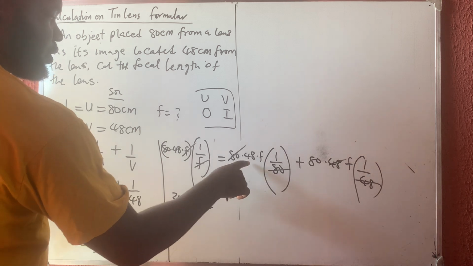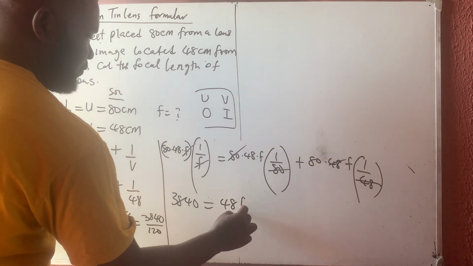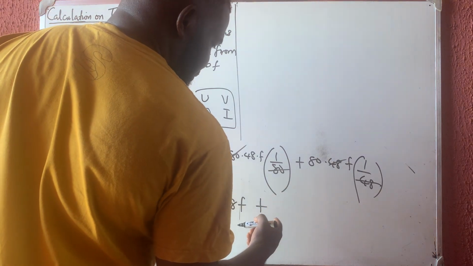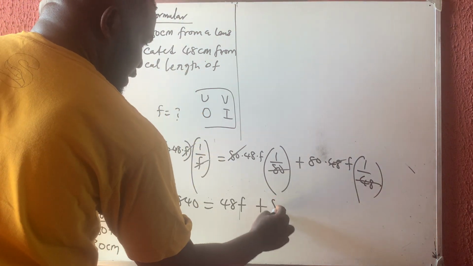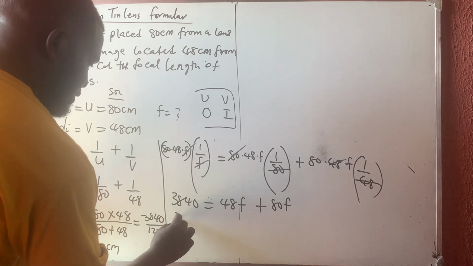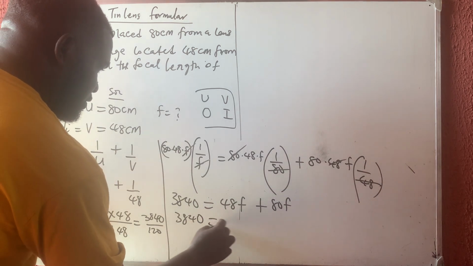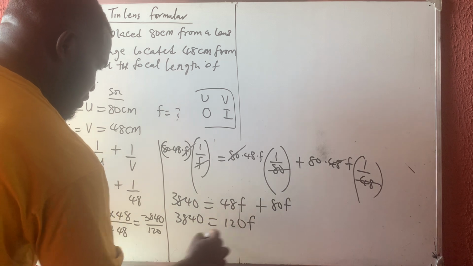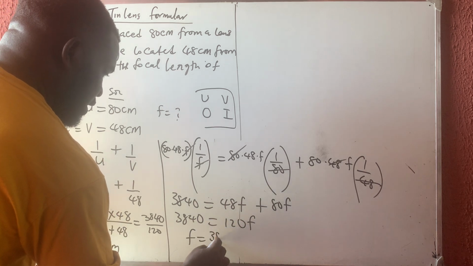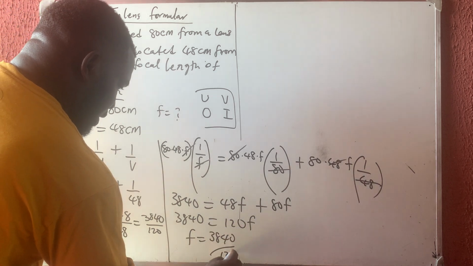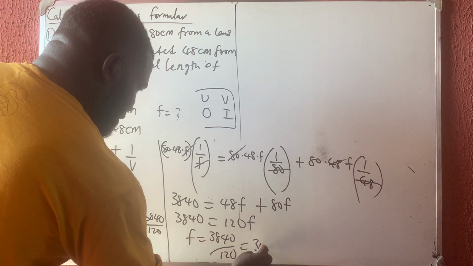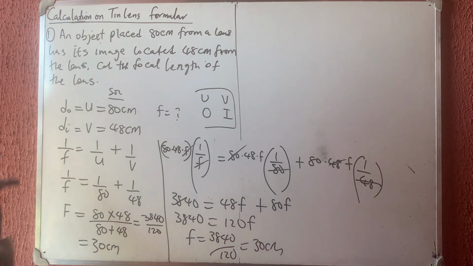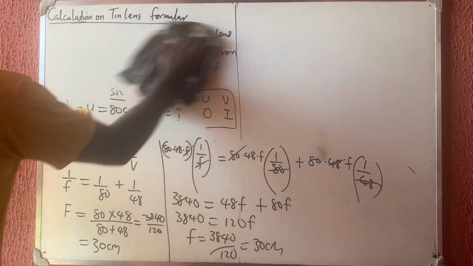3840 is equal to 48f plus, this time, 80f. So 3840 is equal to this plus this, which gives you 120f. So my f will now be 3840 divided by 120, giving the same 30 cm. So any method you like will still give you the same answer. So we'll go to the next question.